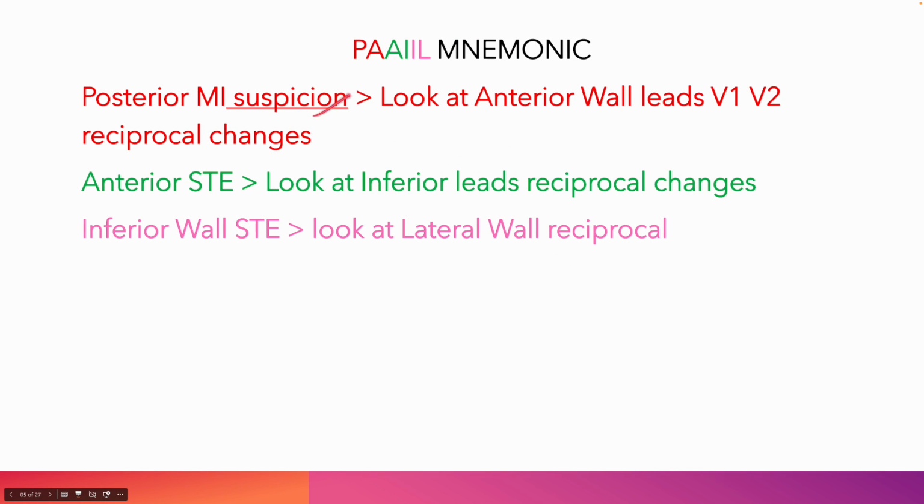Now this mnemonic helps us, it's called the PALE mnemonic. It helps us, when we're dealing with ECG, to look at different contiguous leads. So when you have suspicion of a posterior MI, you actually look at the anterior walls, exclusively V1 and V2. You look for reciprocal changes. When you have ST elevation in the anterior wall, to confirm the reciprocal changes, you actually look at the inferior, so with the A and the I, inferior leads, and then the inferior wall ST elevation, you look at the lateral wall for reciprocal changes.